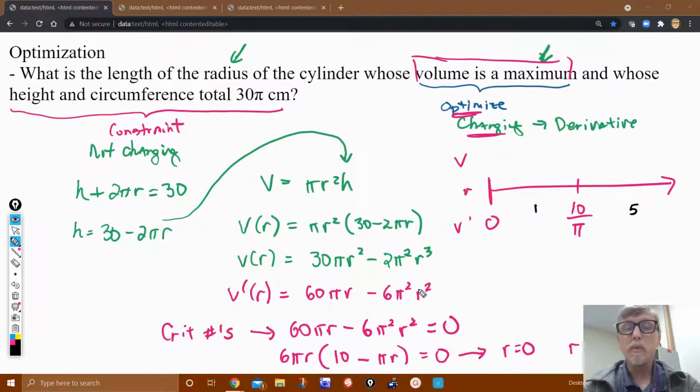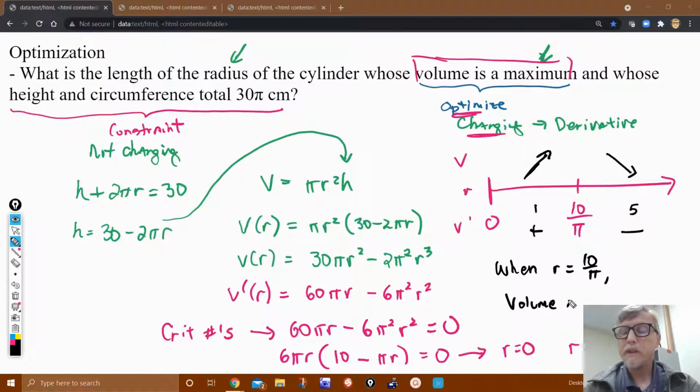volume derivative, right? Our volume derivative to see if the volume is changing in an increasing way or in a decreasing way. So if we put 1 here, we get a positive times a positive, which is a positive, so the volume is increasing. If we put 5 in here, we get 30 pi, which is positive, and then 10 minus 15 pi is negative, so positive times a negative is a negative. Okay. All right. So this means that when the radius is 10 over pi, the volume is a maximum.